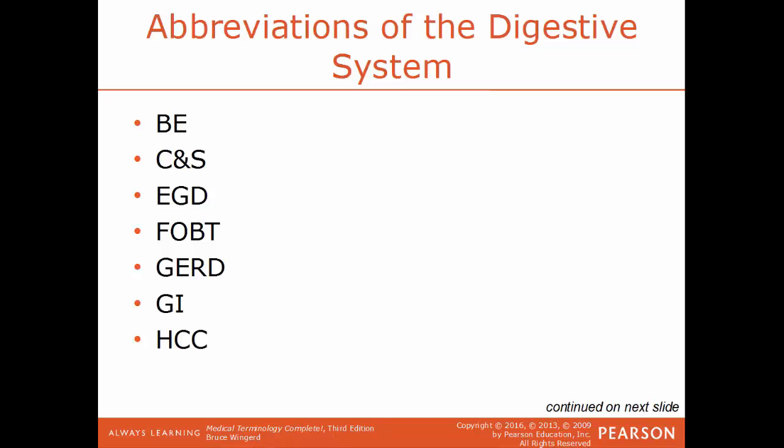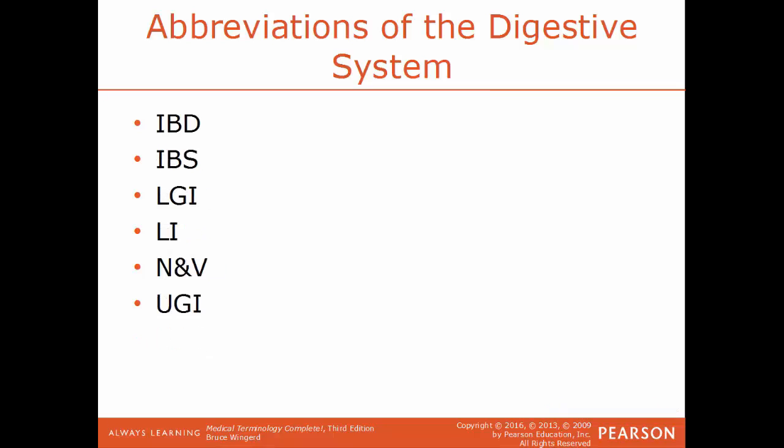Okay, now we'll go over some common abbreviations of the digestive system. The first one, BE, barium enema. C and S, culture and sensitivity. EGD, esophagogastroduodenoscopy. FOBT, fecal occult blood test. GERD, gastroesophageal reflux disease. GI, gastrointestinal. HCC, hepatocellular carcinoma. IBD, inflammatory bowel disease. IBS, irritable bowel syndrome. LGI, lower gastrointestinal. LI, large intestine. NV, nausea and vomiting. UGI, upper gastrointestinal.